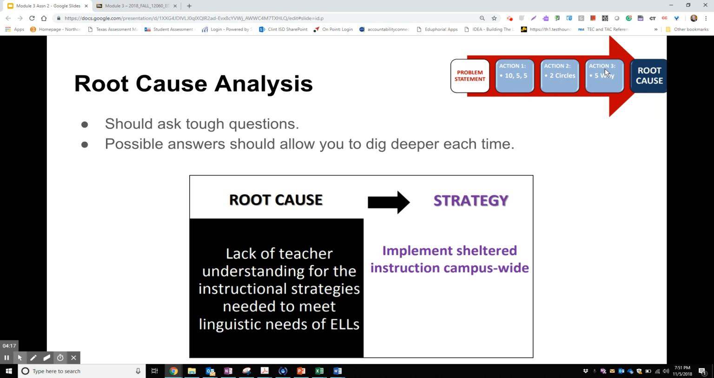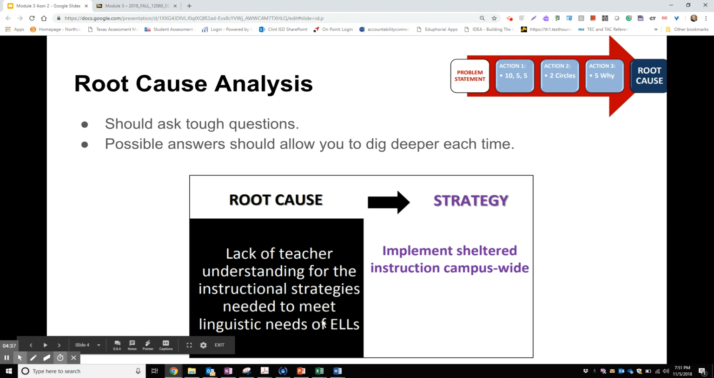So I did provide some feedback on those of you that have turned things in. If your root cause really doesn't give a reason that can be turned into a strategy, then you need to start over. So here's an example. Lack of teacher understanding for instructional strategies needed to meet linguistic needs of ELLs.